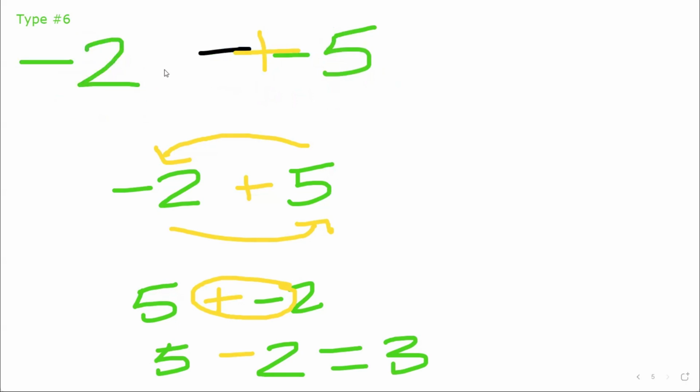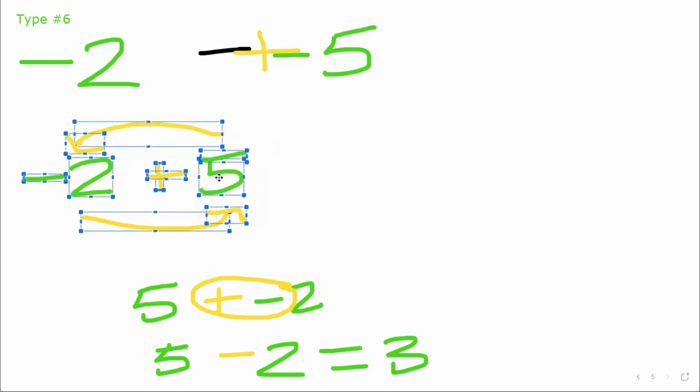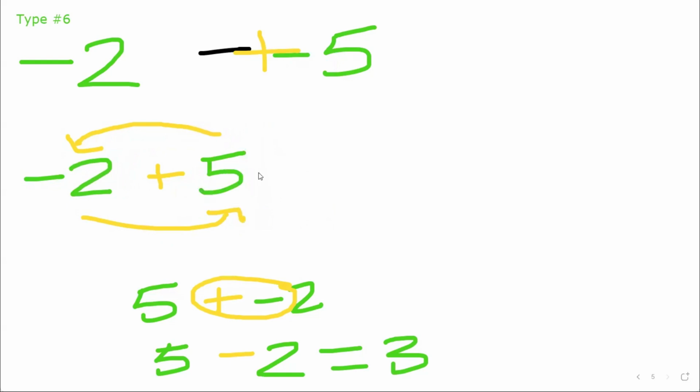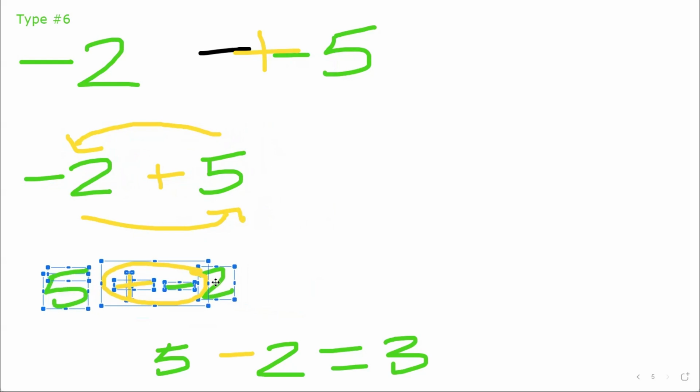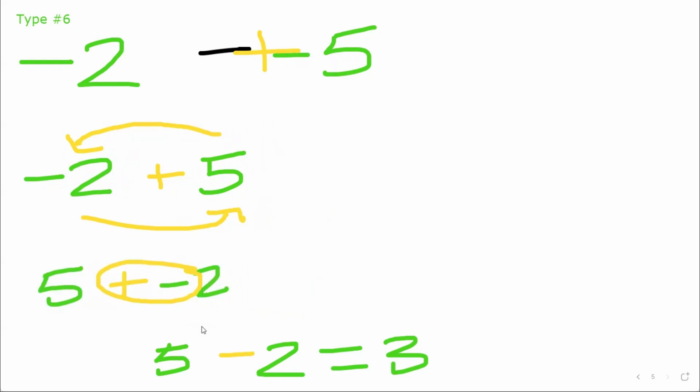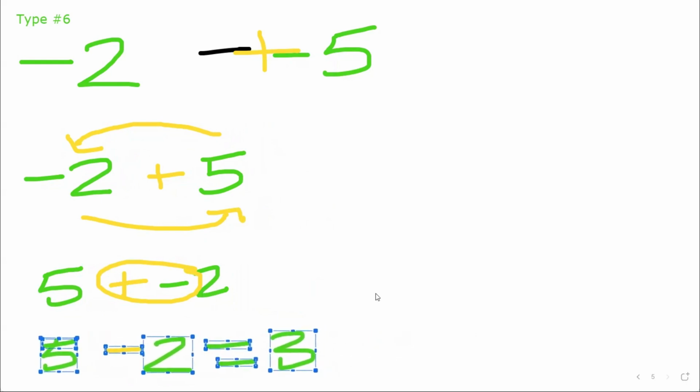So let's go through this again from the top. So we're starting with a negative minus a positive. We're going to, a negative minus another negative. The double negative is going to turn into a positive, which brings us to here. A negative plus a positive. We can flip those around, which is going to give us a positive minus a negative. And then we can take that plus and negative and turn it into a subtraction problem. So we have 5 minus 2 equals 3.